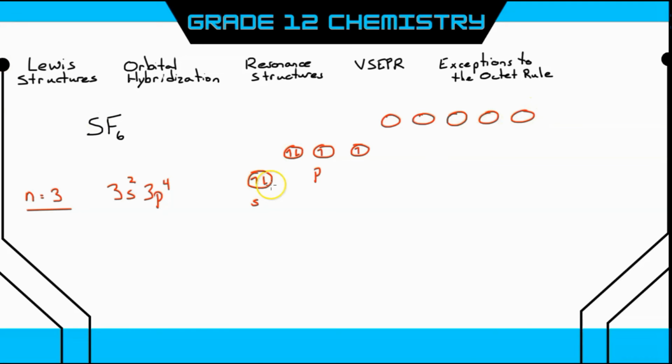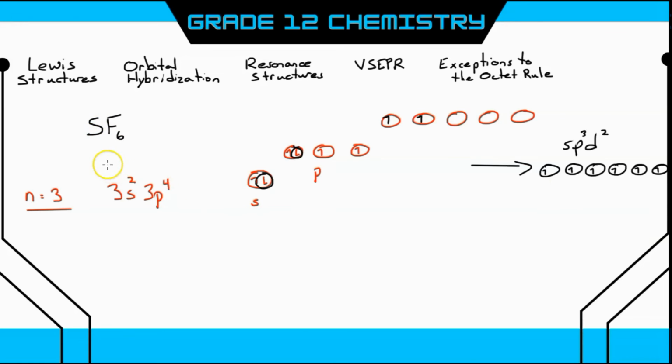And what we're going to do is take this electron and promote it. And we're going to take this electron and promote it. And then, once again, hybridize. So we're going to have 1, 2, 3, 4, 5, 6 possible bonding options in our hybrid orbital that we call our sp3d2 hybridized orbital. So sulfur can have 6 of them.